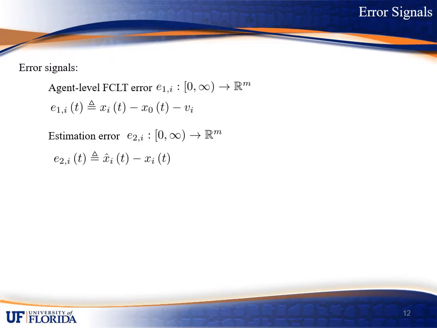We now arrive at the construction of the error signals, where the formation control and leader tracking error for agent i is denoted by e1i, and it is defined as the state of agent i minus the state of the leader minus a fixed relative position vector used to construct the formation. The estimation error for agent i is denoted by e2i, which is defined as the difference between the estimated state of agent i, which is denoted by xi hat, and the actual state of agent i.